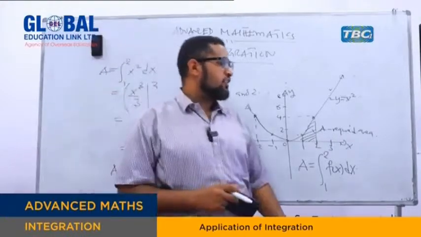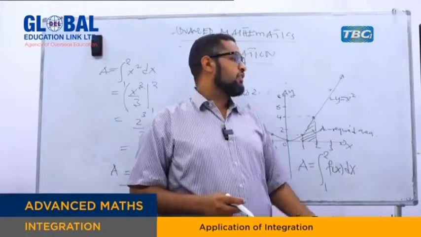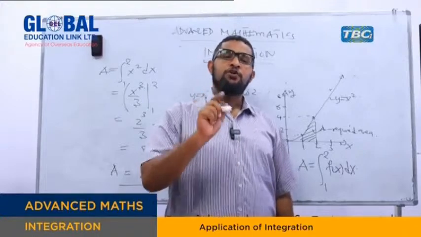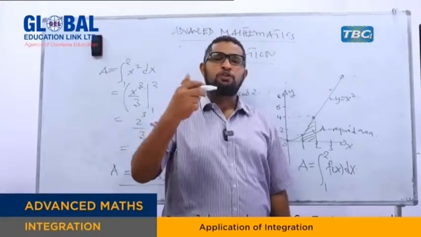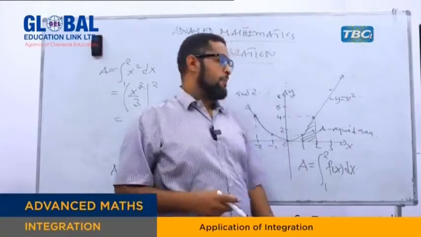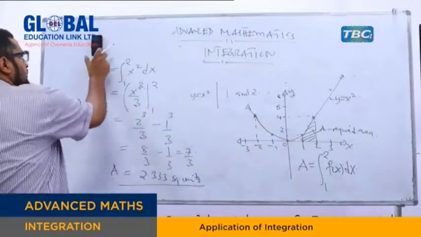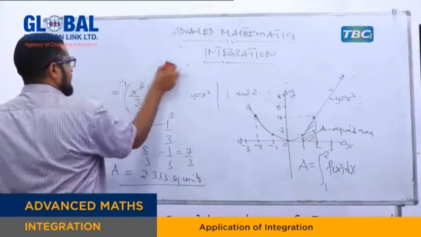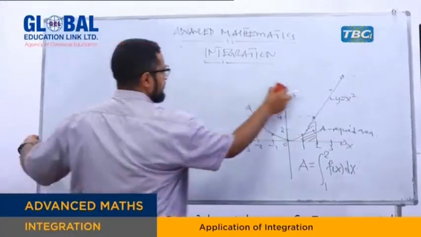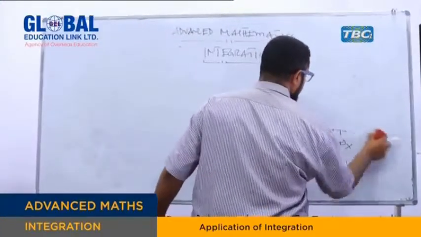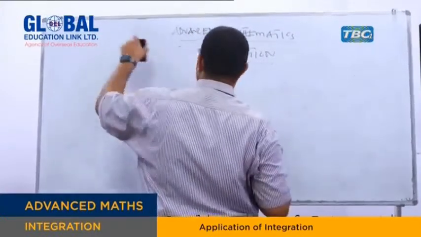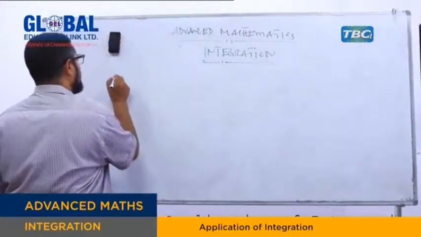Now thereafter, let's check the second example: y equal to twice x minus x square and the x axis. Here you're not given the limit, but without drawing, you cannot know which limit you are going to use to find your area. So, example number 2.